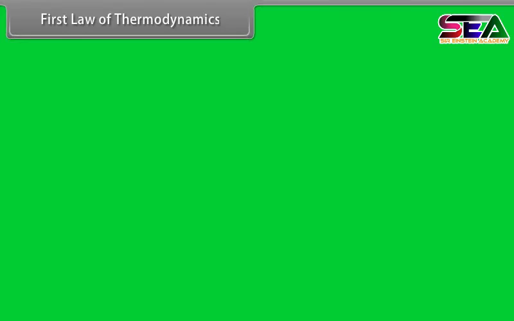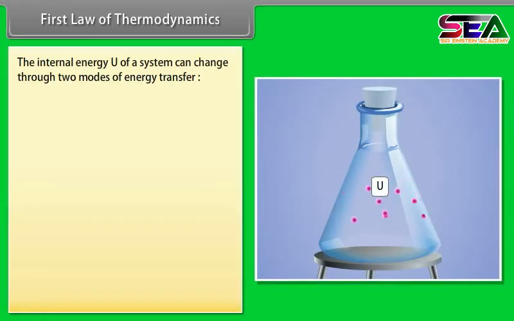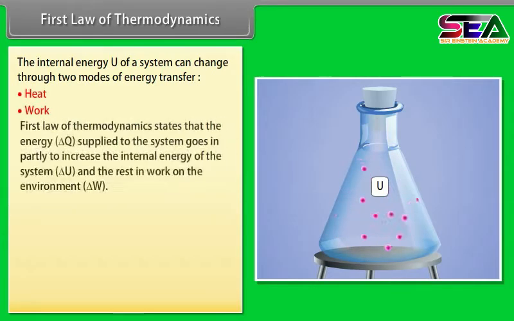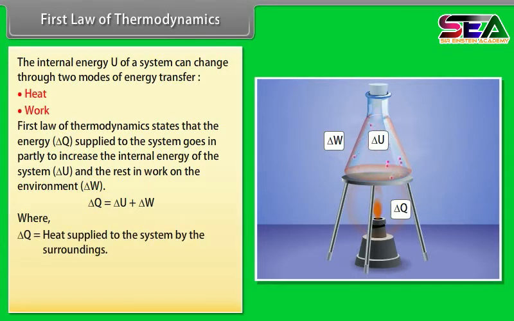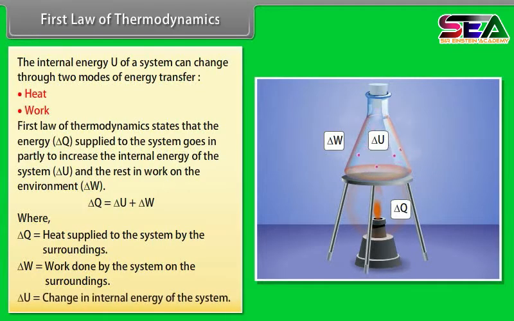First Law of Thermodynamics. The internal energy U of a system can change through two modes of energy transfer, heat and work. First law of thermodynamics states that the energy delta Q supplied to the system partially increases the internal energy of system delta U and rest to do the work on the environment delta W. Delta Q is equal to delta U plus delta W, where delta Q is equal to heat supplied to the system by the surroundings. Delta W is equal to work done by the system on the surroundings. Delta U is equal to change in internal energy of the system.